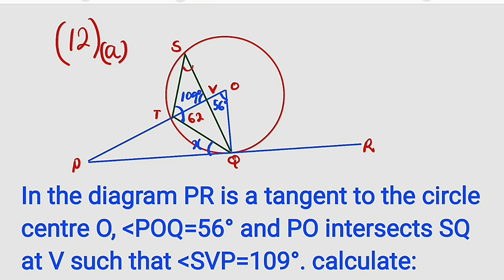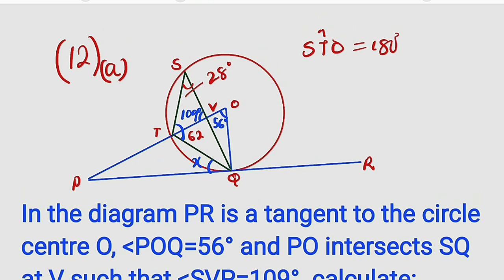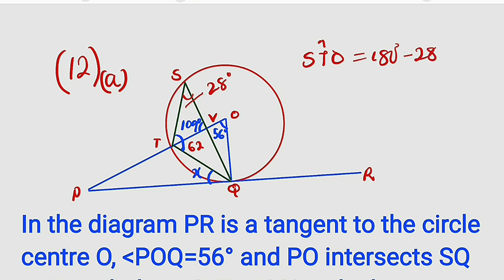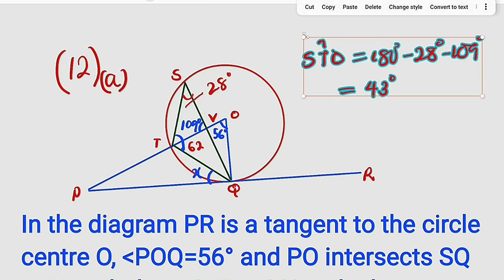But we have already seen that this is 28 degrees, right? This is 28 degrees. So we need to find this particular angle. How can we find it? Because this is a triangle, the sum of the interior angles is 180. So to find that angle STO, you can subtract the rest of the angles from 180. 180 minus 28 minus 109. These are the interior angles. If you subtract these two angles from 180, you're going to get 43 degrees. So let me copy this one as well.